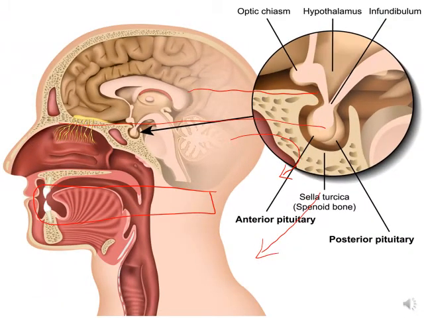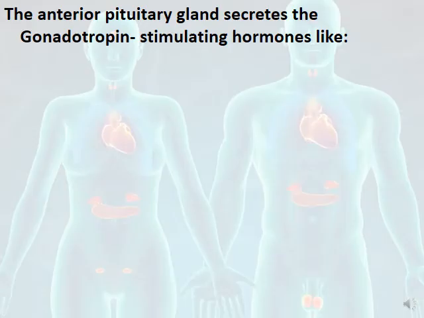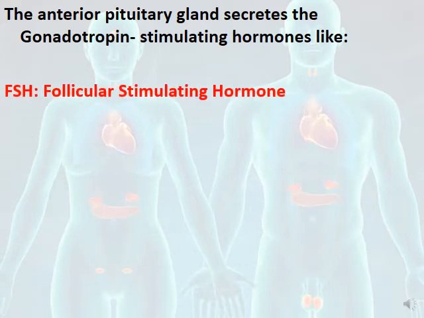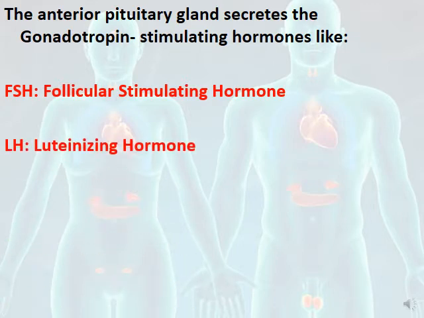This figure is showing the hypothalamus, which is connected to the pituitary gland. This is the anterior pituitary, and this is the posterior pituitary region. The anterior pituitary gland secretes the gonadotropin stimulating hormones like FSH, follicle stimulating hormone, and LH, luteinizing hormone. We will see why they are called gonadotropin stimulating hormones.